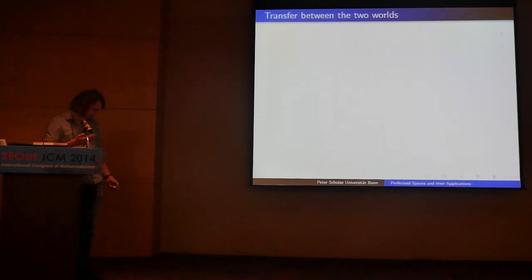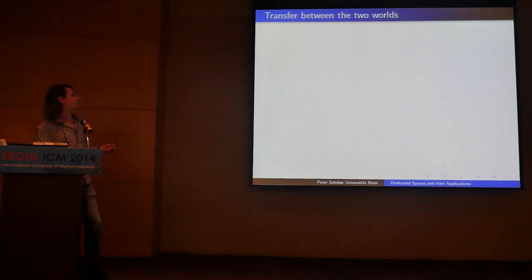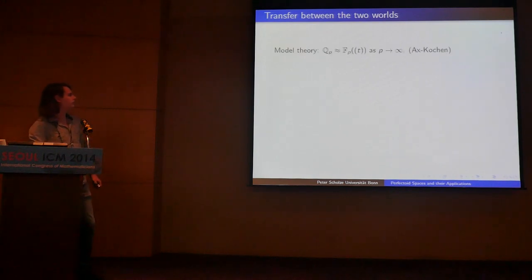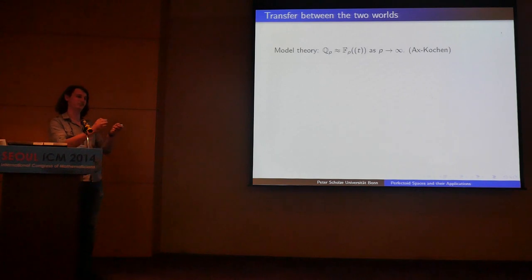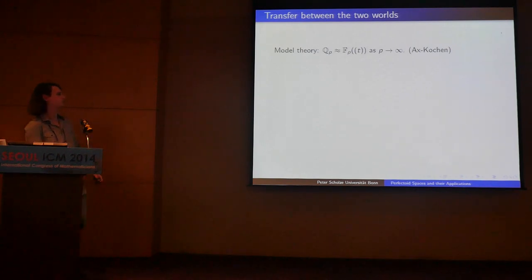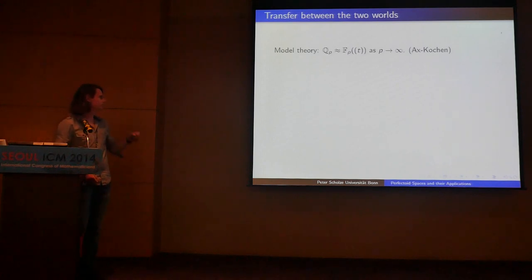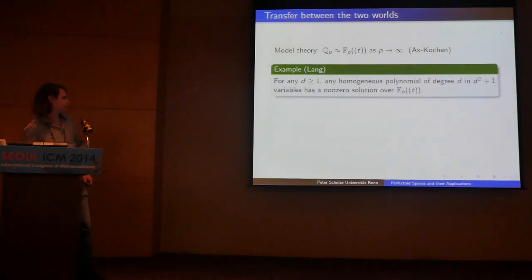And so it's a very important question whether you can transfer some information between the two worlds. In fact, there are several approaches that allow you to deduce information from one world to the other. One classical thing, done by model theory, is to say that as you send p to infinity, Q_p becomes in some sense isomorphic to the Laurent series field. In some sense, the only difference, which is the difference in characteristic, goes away as you send p to infinity. That's a theorem due to Ax–Kochen.